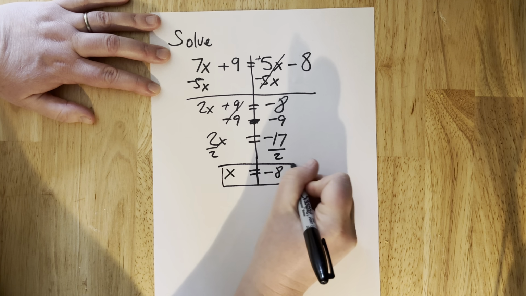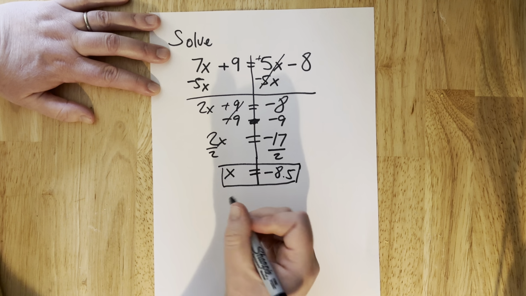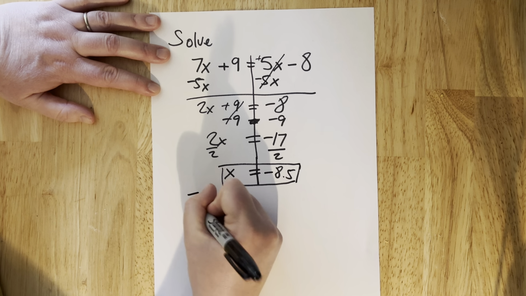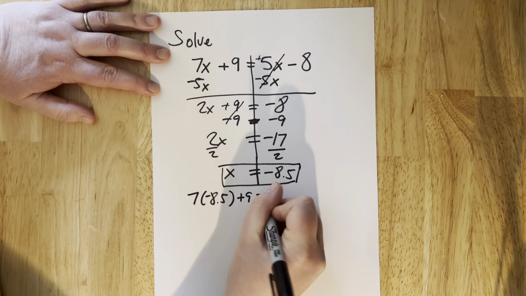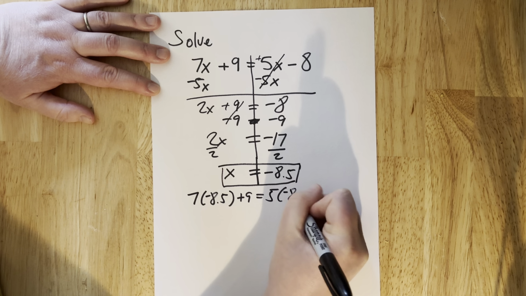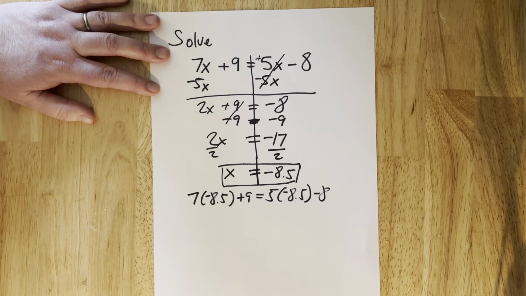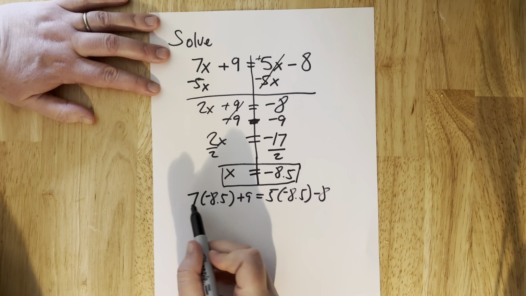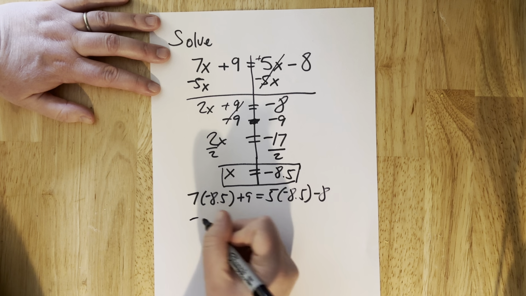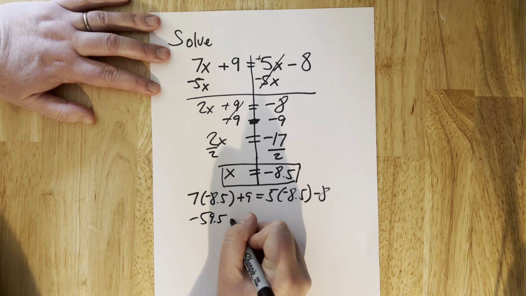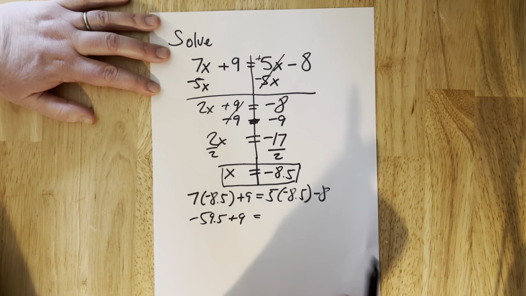To check to make sure that the answer we got is correct, I'm going to plug it in everywhere I see x in the original equation. So that means 7 times negative 8.5 plus 9 should equal 5 times negative 8.5 minus 8. First, I'm going to do 7 times negative 8.5. When I do that, I get negative 59.5 plus 9 equals 5 times negative 8.5.